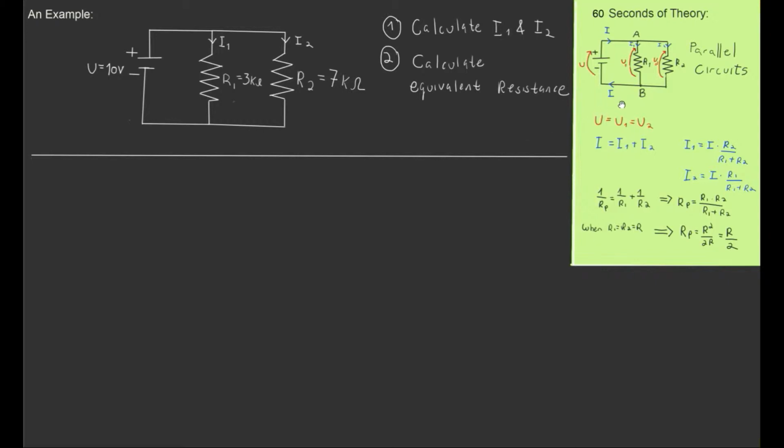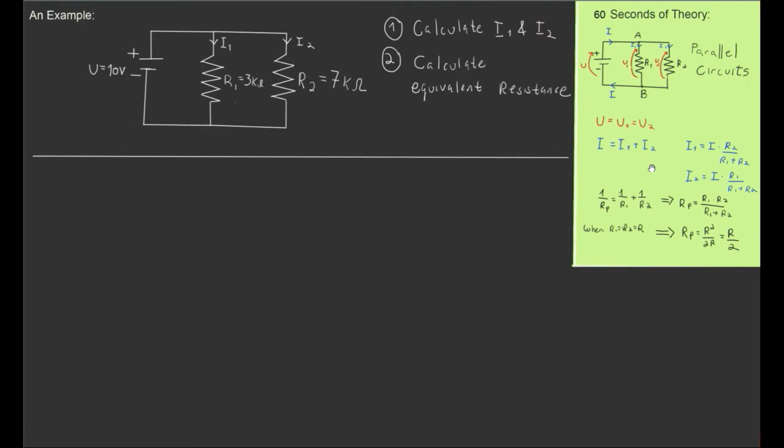So let's look at how voltage, current, and equivalent resistance behave in a parallel circuit. In a parallel circuit, the voltage over all branches is equal. In this case, U1 equals U2, and in this specific case, they're both equal to the battery's voltage. The current behaves differently. Current is distributed in parallel branches, and therefore the total current divides between the two branches. Therefore, I total equals I1 plus I2.